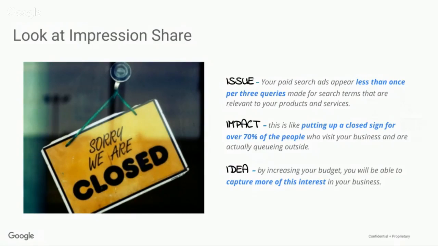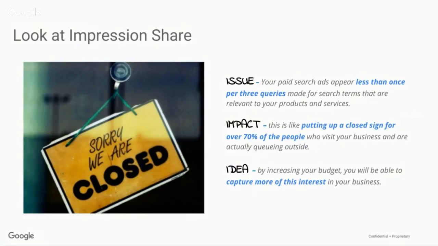What's the impact? Well, Mr. Business Owner, this is like putting up a close sign for over 70% of the people who visit your business. So just paint this picture for them. Imagine that your business is right there and you've got 10 people trying to come in. You let 3 in, you put up the close sign. People are knocking at the door trying to come in and you're saying, nope, I'm good. I'm not even here for you. Where are those other 7 people going to go? Next door to your competitor.